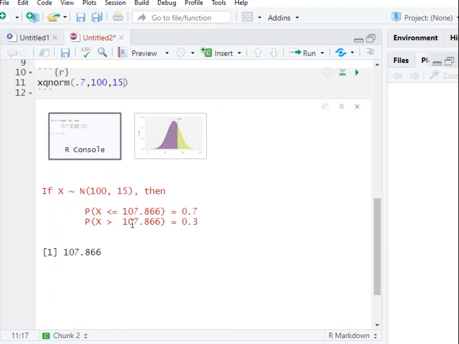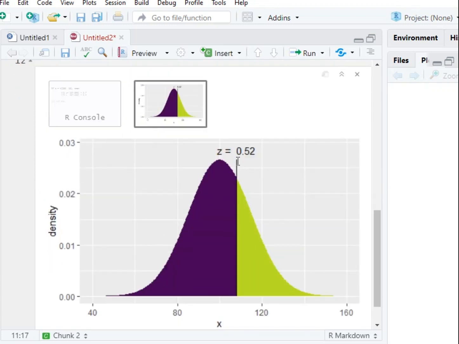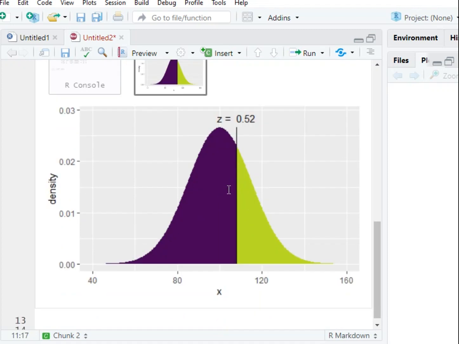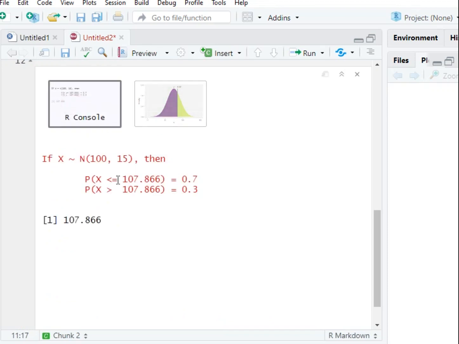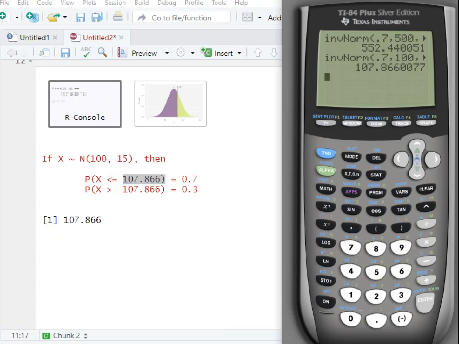Right? It will tell us this value, where it draws the vertical line, and it shows us that it's doing 70% to the left and 30% to the right. And when I look at the graph, it has calculated the standardized score for me, right? And if I want to know the raw score, I come back over here. And so this matches up with what we found on our graphing calculator. So either way is fine.